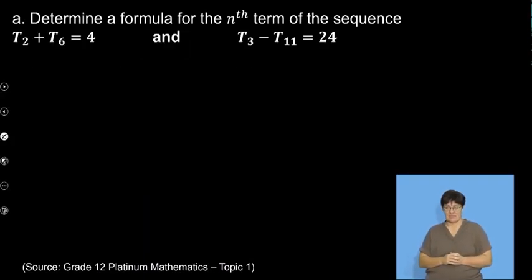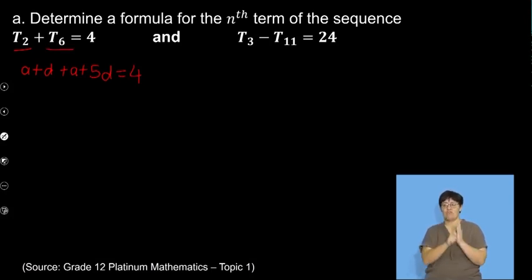So T2 plus T6 equals 4. We know that T2 can be written as A plus D. T6 can be written as A plus 5D. So all I've done is I've now written T2 and T6 in terms of A and D. If I simplify that, I'm going to have that 2A plus 6D is equal to 4.